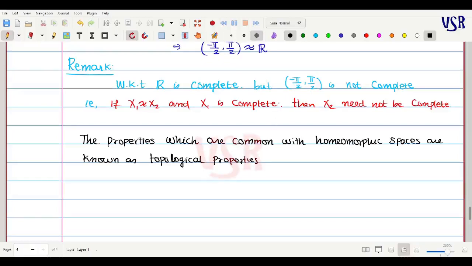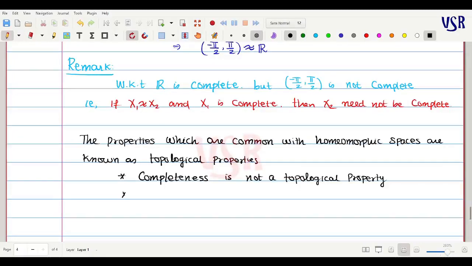So from this, completeness is not a topological property. Okay, it is not a topological property.